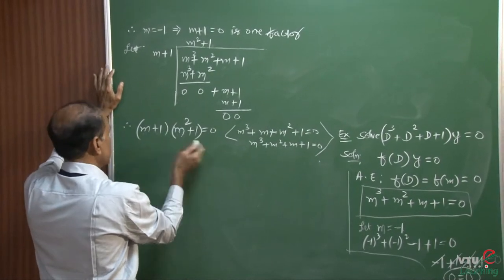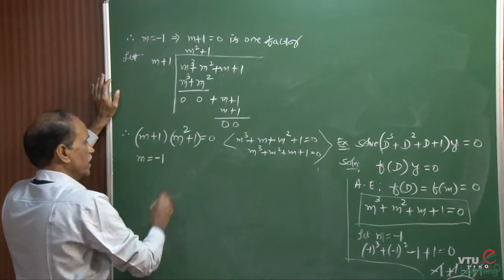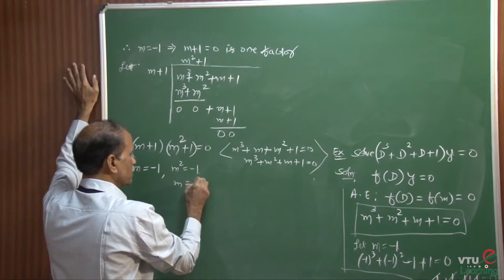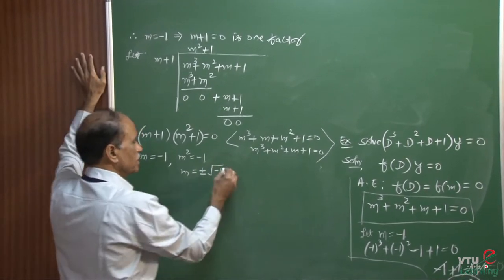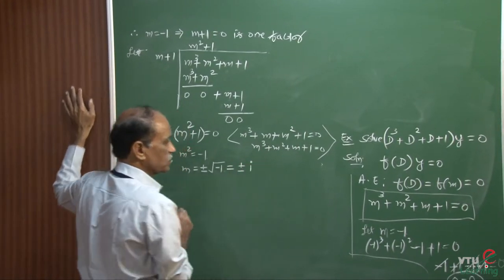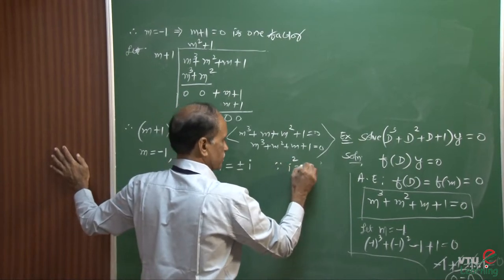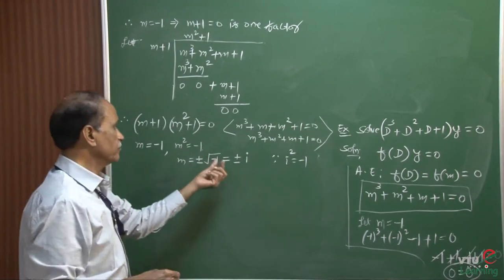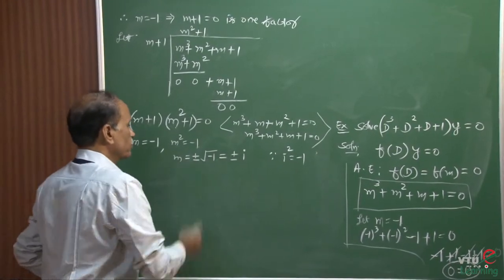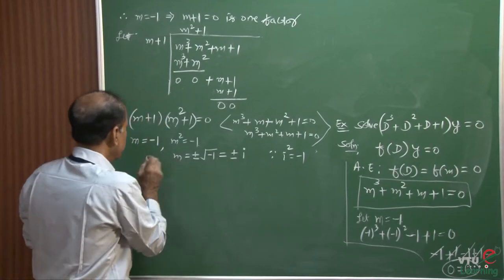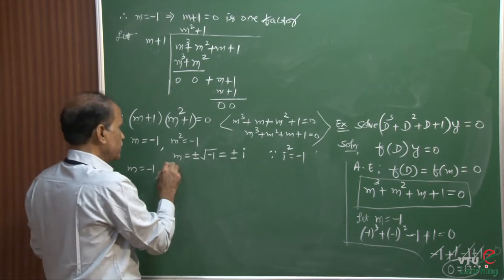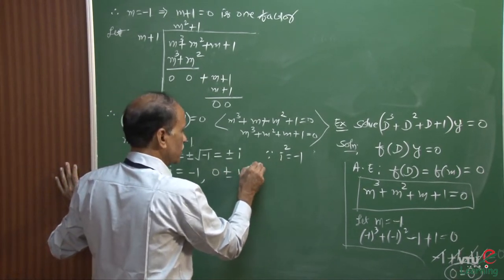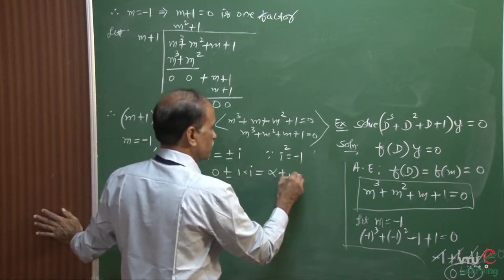Then m is equal to minus 1, this is one value, and m square is equal to minus 1. What is this? m is equal to plus or minus root of minus 1, which is plus or minus i, because i square is equal to minus 1, i is equal to the square root of minus 1. Therefore, the square root of minus 1 I am taking as i, and m is equal to plus or minus the square root of minus 1. Thereby, totally we have m equal to minus 1 and plus or minus i. This is nothing but minus 1, 0 plus or minus 1 into i. This is nothing but alpha plus or minus i beta.